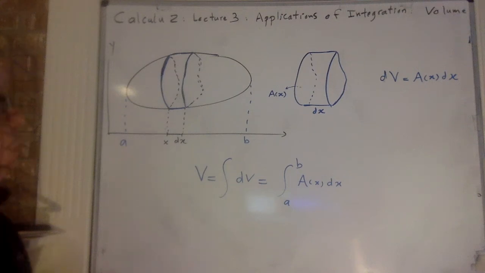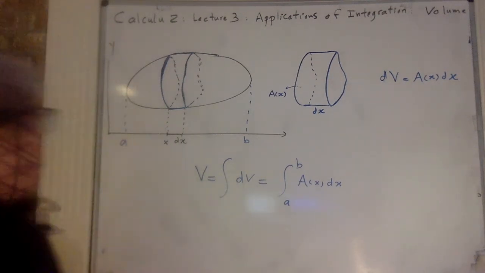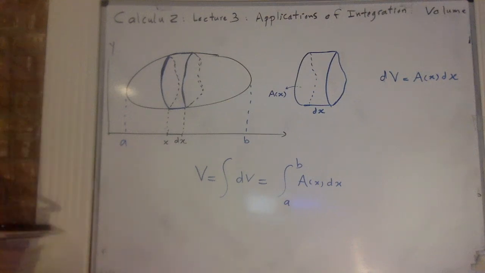So what we do, this is called slicing. So we slice this three-dimensional object, then we find the volume of those slices and add them. The integral means sum. The integral sign is an S written this way. So the integral is a sum, a Riemann sum, in fact. That's the limit of a Riemann sum.